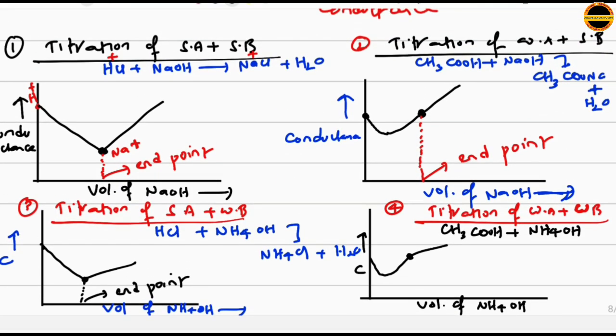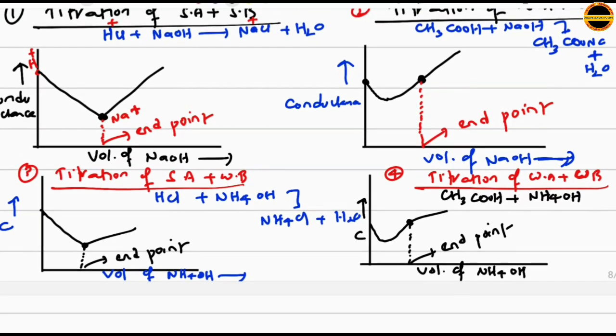Once again, see: in the first case, steep decrease, steep increase. Next, like a tick mark, steep decrease but flat increase. Why? Because we are adding a weak base, it can produce fewer ions. Next, like a tick mark, exactly the tick mark above, but here it is a flat increase after the end point. Here it is the end point. The end point is the stage where neutralization is completed between acid and base.